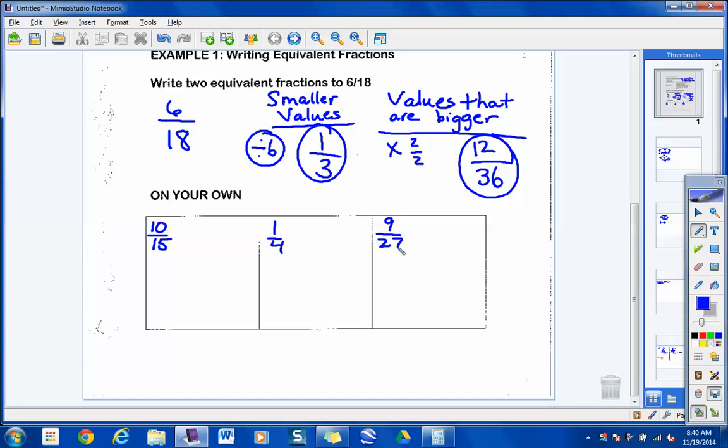As long as you do the same thing to the top as you do to the bottom. Sorry, Mr. Person, I was talking to Brandon. We just try to make an equivalent fraction. If it's bigger, if it's smaller, I don't care what it is. What if there's a 7 at the end?